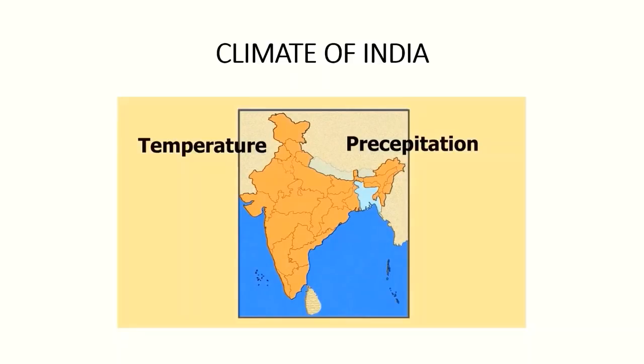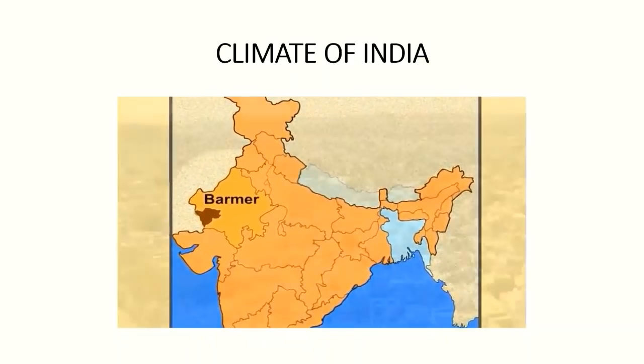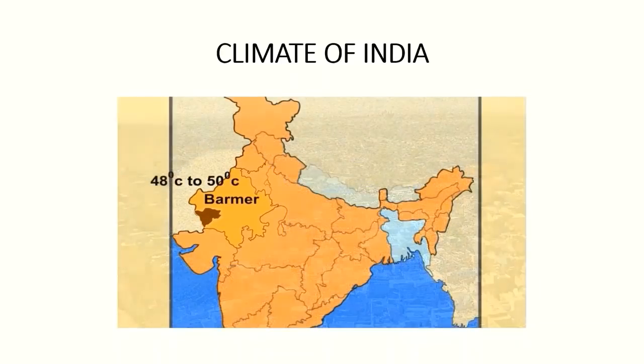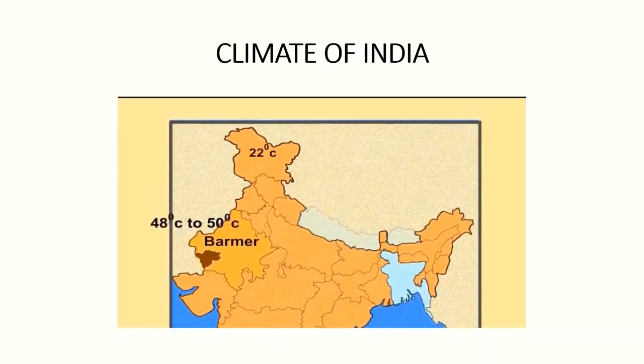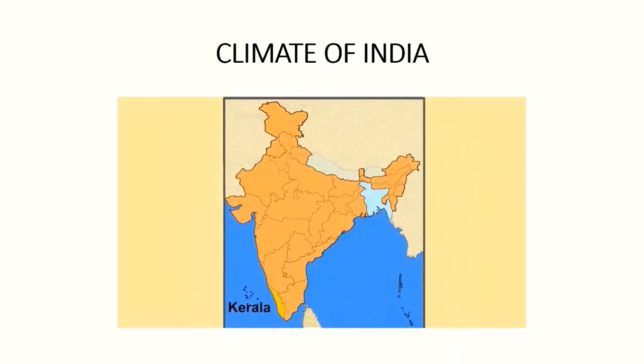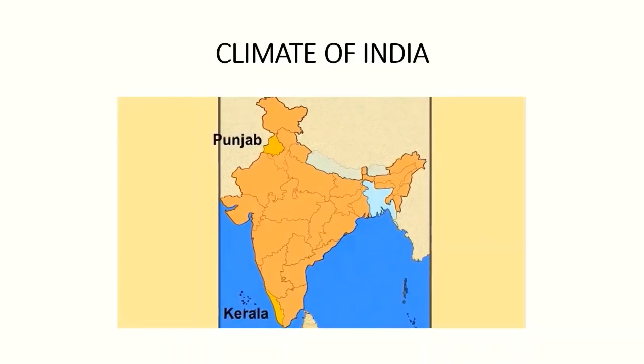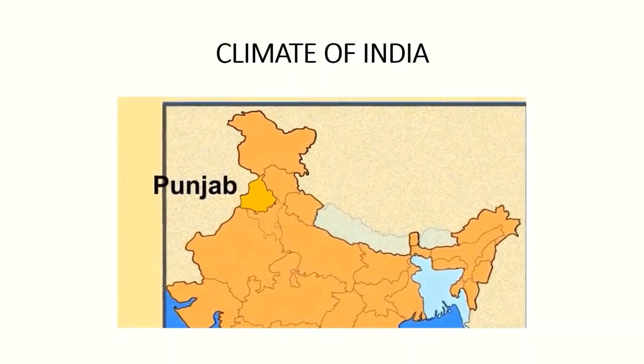If we take temperature of Barmer, it is between 48 degrees Celsius to 50 degrees Celsius in the month of June, whereas on the same day you will find 22 degrees Celsius at Pahalgam and Gulmarg. Dras, in the month of December, will cross below minus 40 degrees Celsius. Kerala, on the one hand, has tropical climate with warm and moist air, whereas Punjab has continental type of climate with severe heat and severe cold.